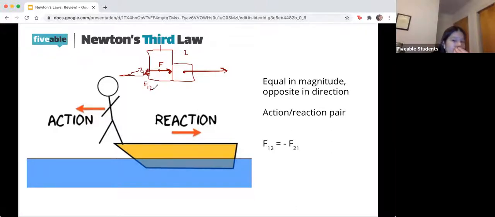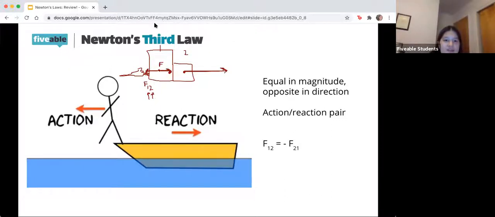The notation is it's always the force on 1 by 2. I know some teachers may have a different way of writing it, but usually the convention is the first number is what the force is acting on. The second number is where the force is coming from. So the way you would read it in your heads: force on box 1 by box 2. So this one on the left, maybe a different color.